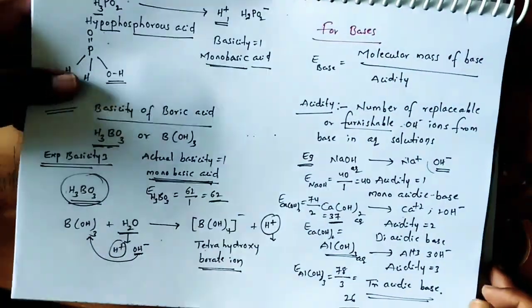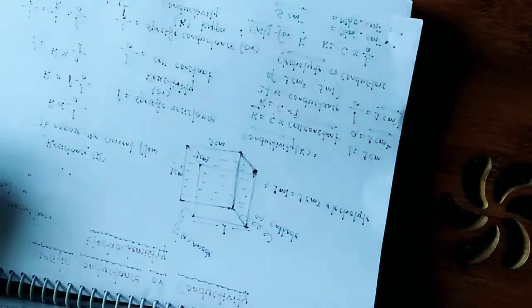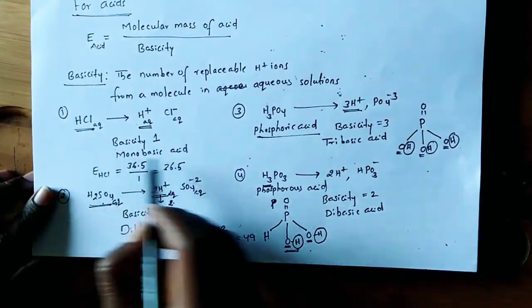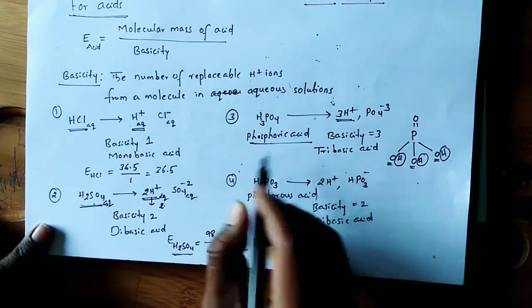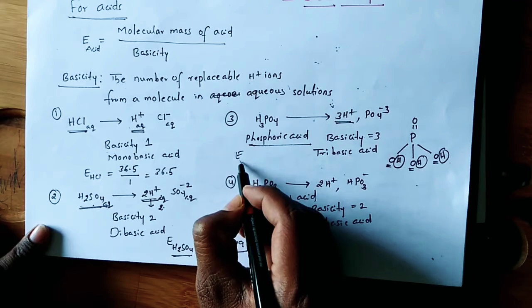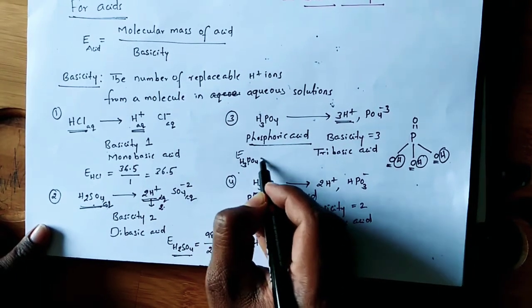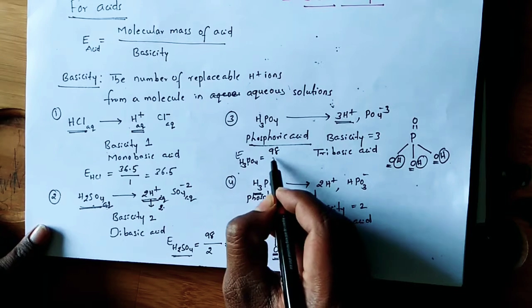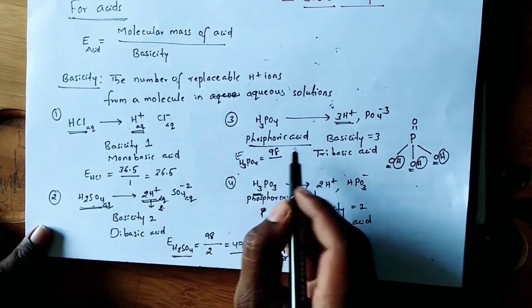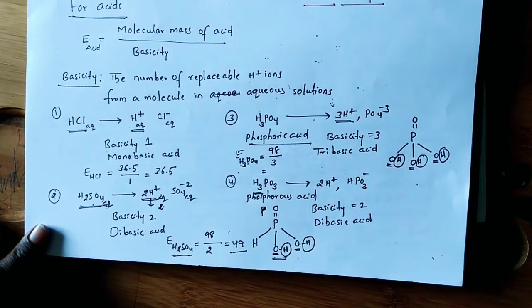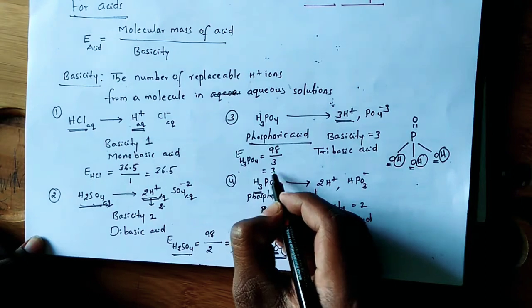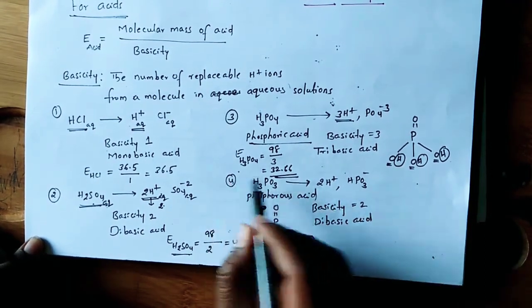Okay, and just now we discussed some acids. Let us see the equivalent weights for those acids also. For HCl we found, for H2SO4 it is 49. For phosphoric acid, equivalent weight how much? Equivalent weight of phosphoric acid is equal to its molecular weight, 98 by how many? 3, its basicity is 3. So 98 by 3 is equal to 32.66.